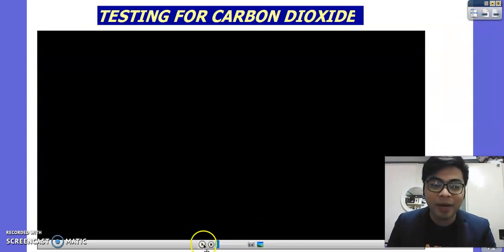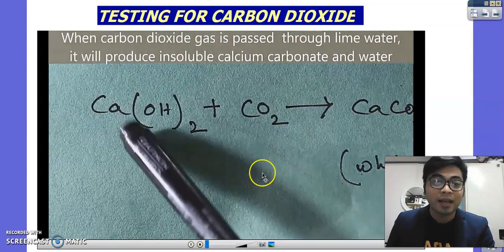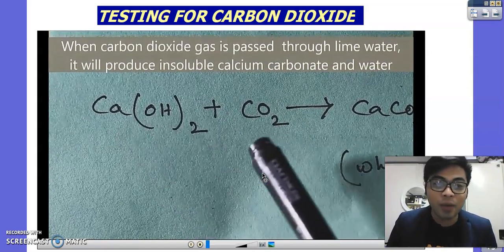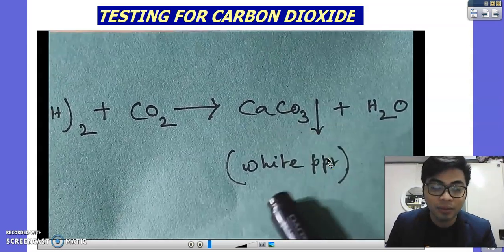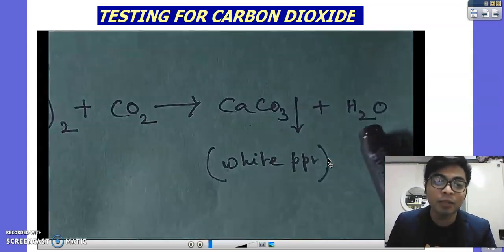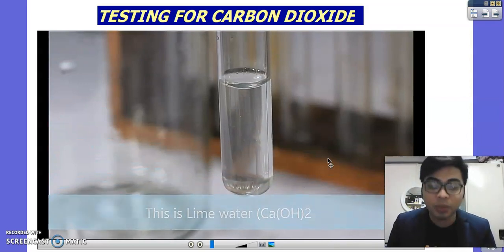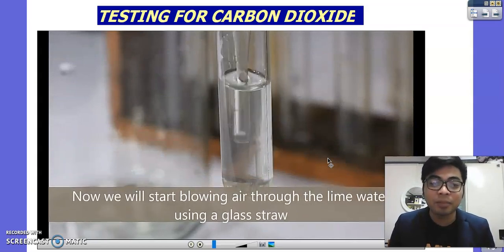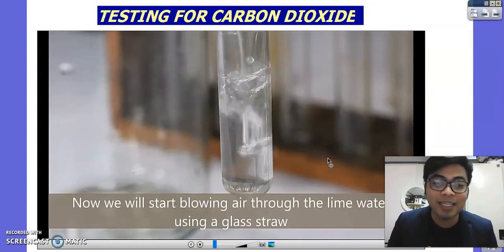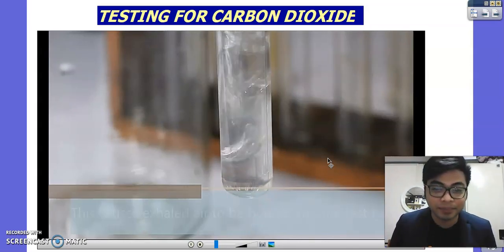So how do we test for the presence of carbon dioxide? We will be needing a special kind of liquid in the form of lime water, otherwise known as Ca(OH)2. And in this equation, we'll be producing calcium carbonate in the form of CaCO3. So lime water here, look at the color, it's clear. So we're going to start blowing air through the lime water using a glass straw, and take note of the change in color.